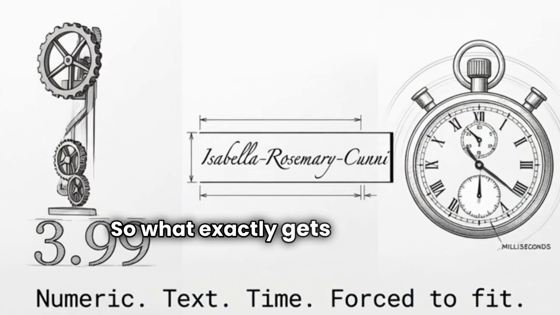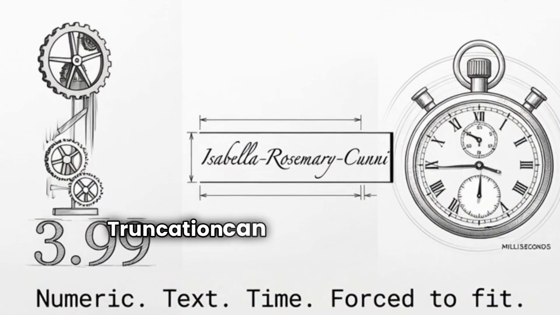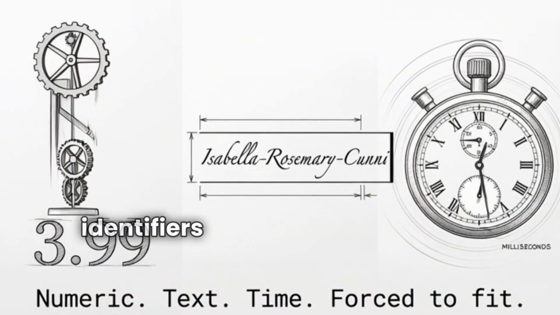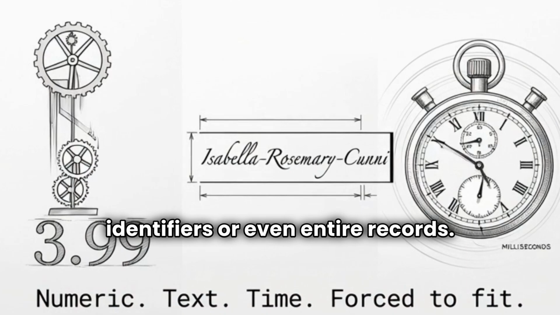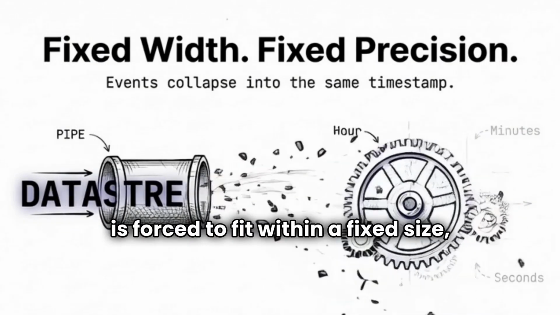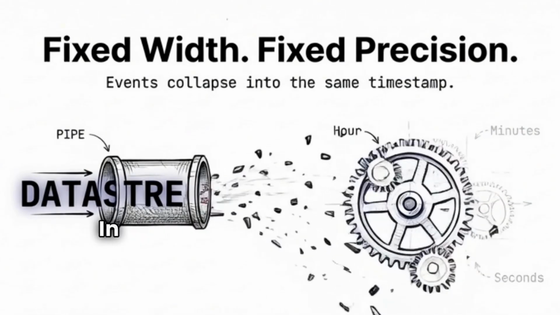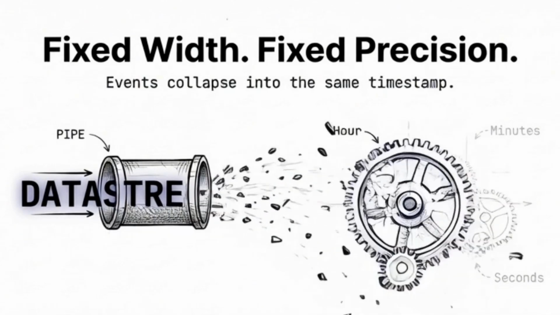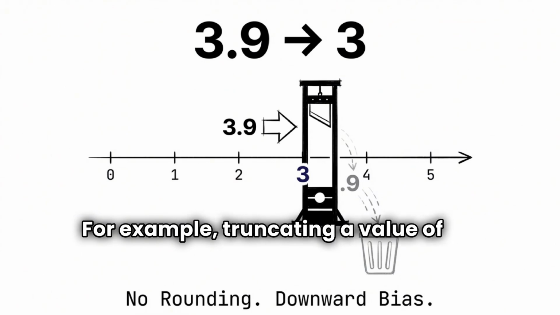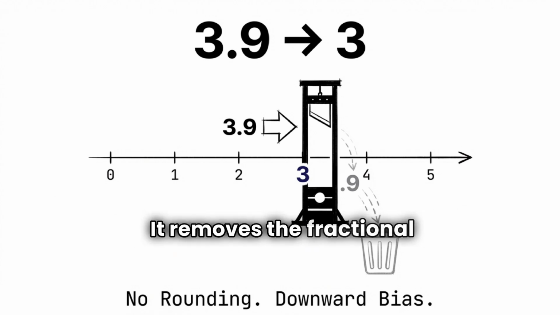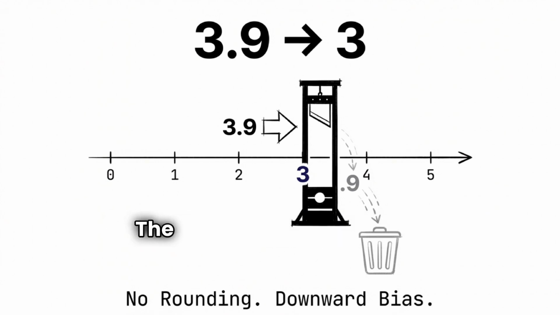So, what exactly gets truncated? Truncation can apply to numeric values, text, time series, logs, identifiers, or even entire records. It occurs whenever a representation is forced to fit within a fixed size, length, or precision. In numeric data, truncation often happens when decimals are removed. For example, truncating a value of 3.9 to 3 does not approximate the value. It removes the fractional component entirely. The result is systematically biased downward.